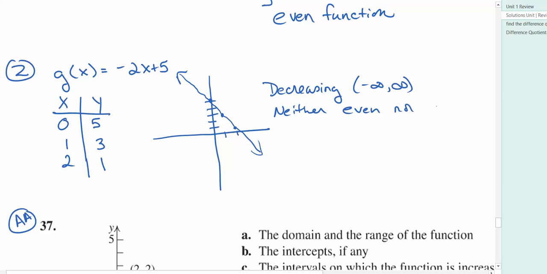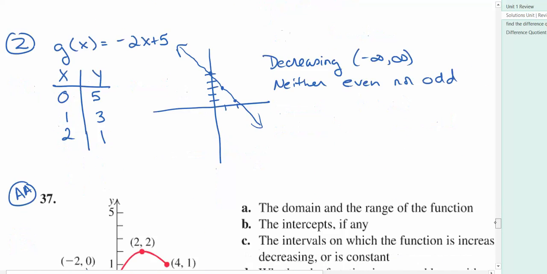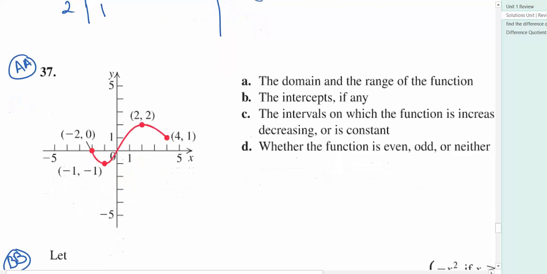What else do we need to say? That's it. Okay. All right, so now looking at AA, we want to talk about the domain. Just imagine vertical lines. The first x value that you hit would be negative 2, and you would continue smoothly until you got to 4. So the domain is negative 2 to 4. The range is the lowest y value. Imagine horizontal lines. So from negative 1 to 2 is the range.